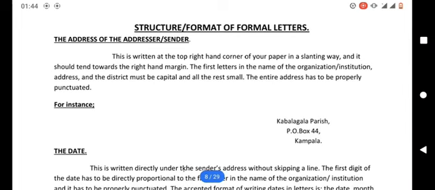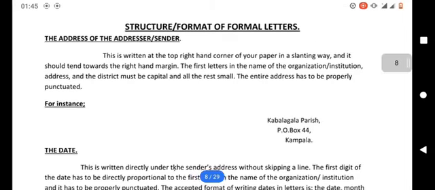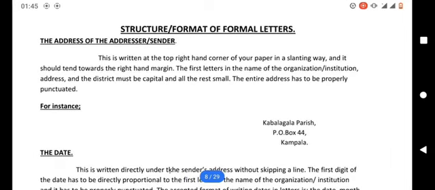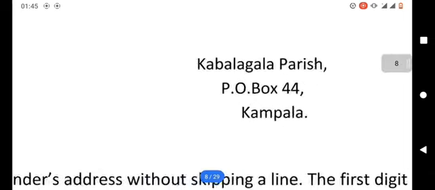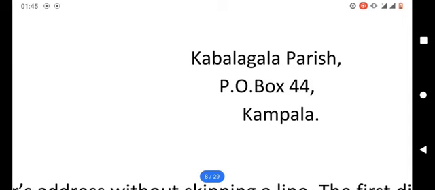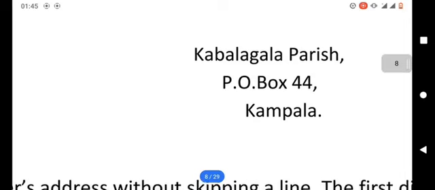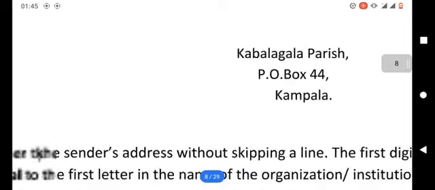It has what we call the address of the sender, the addresser's address. This is written at the top right hand corner of your paper in a slanting way, and it should tend towards the right hand side. I think you can see, for instance, here as it was in the informal letter, that is the address. It's punctuated with commas. A full stop comes when you have mentioned the place or town.